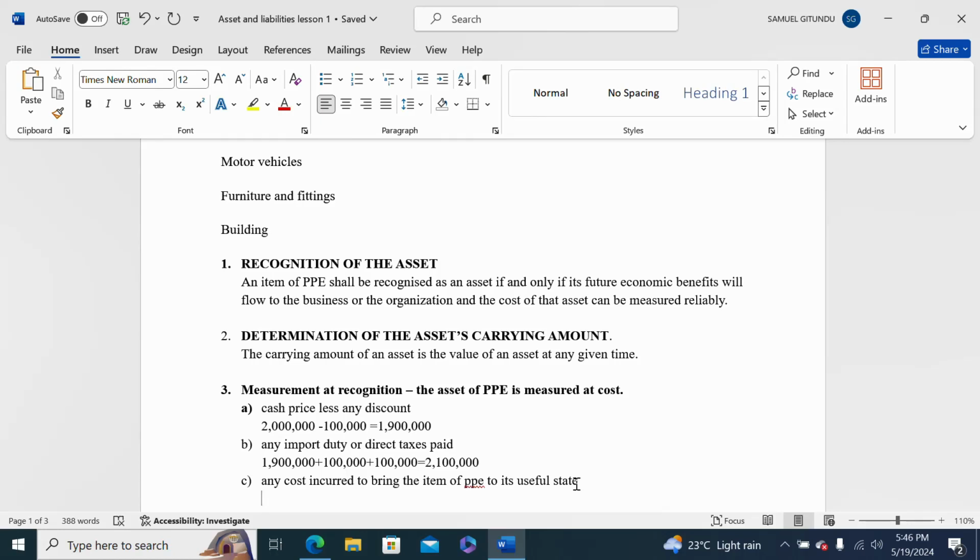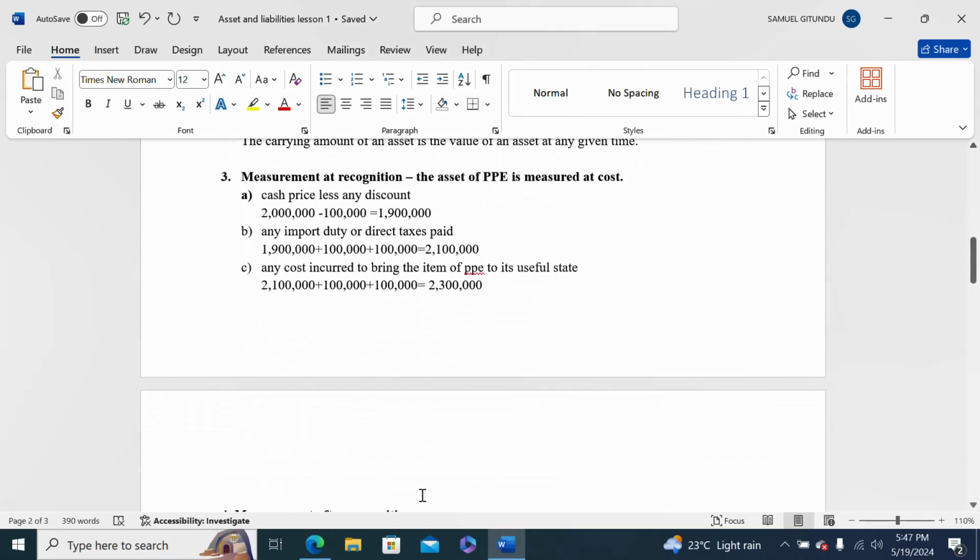For example, if he charges you an installation cost of 100,000, so this is the installation cost, and he charges you a professional fee for the installation of another 100,000, then the cost of your property, plant, and equipment now has increased from 2.1 million, or 2,100,000, to 2,300,000.